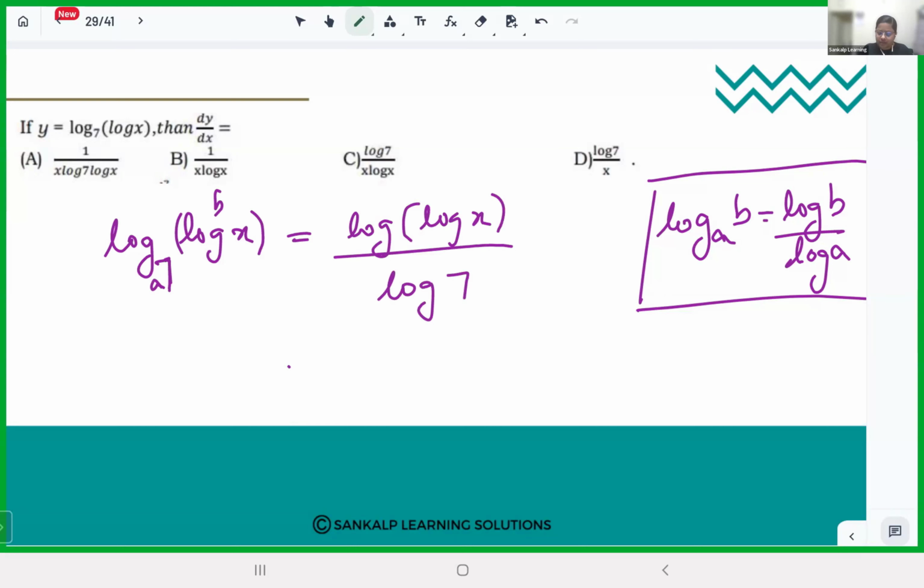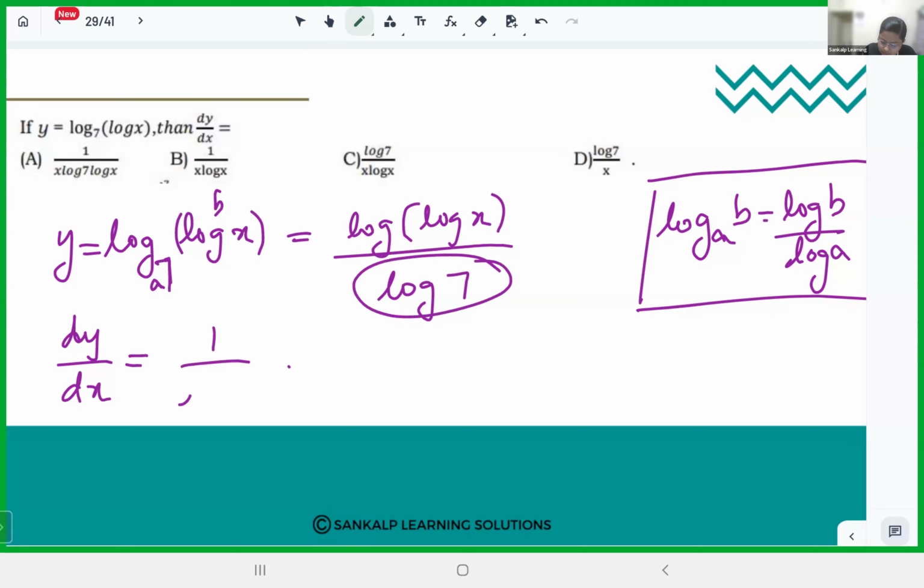Now you find out the derivative of the function. So this is our y. And now you have to find out the derivative of this function, dy by dx. And this log 7 is a constant number, so we can take this outside, that is 1 by log 7. So you write y equal to 1 by log 7 into log of log x.